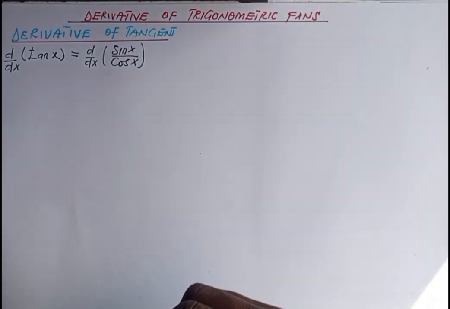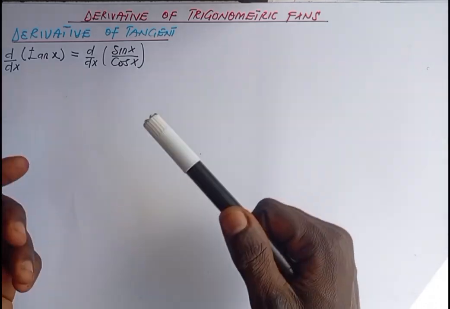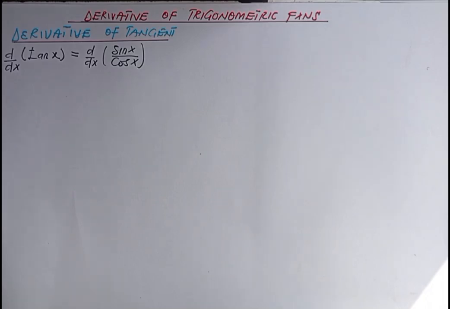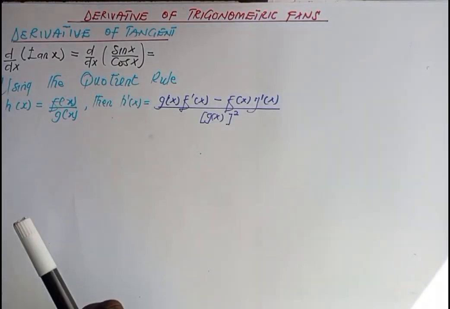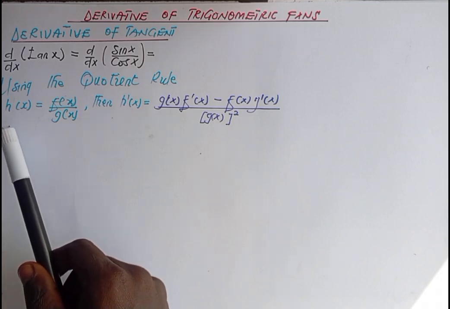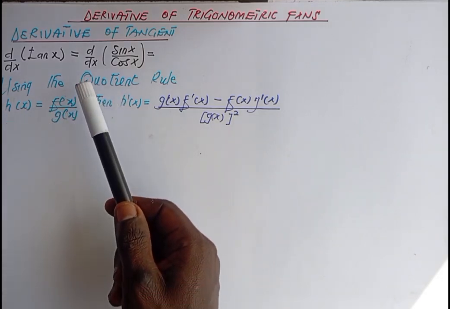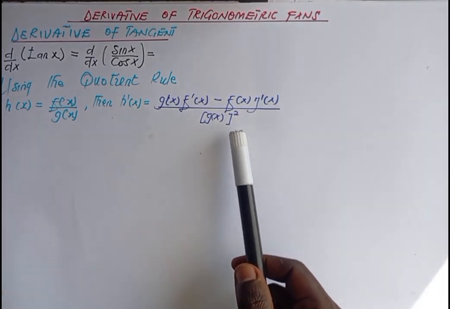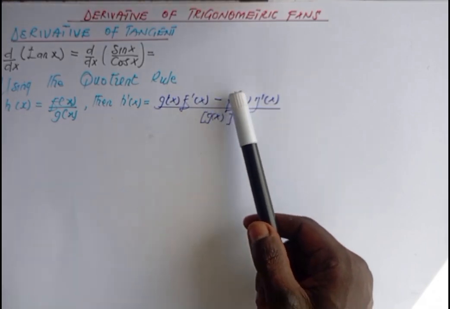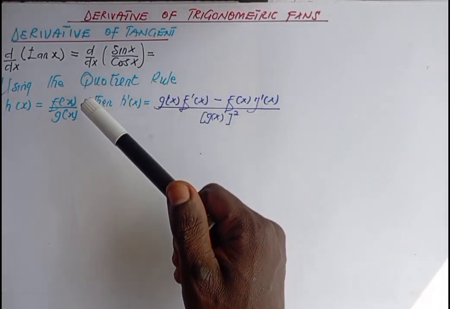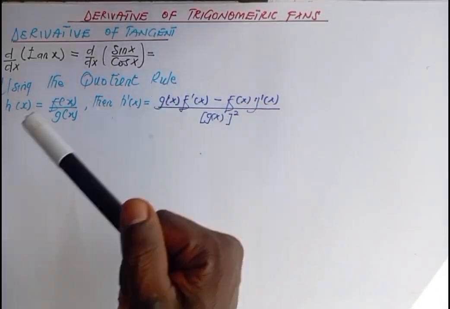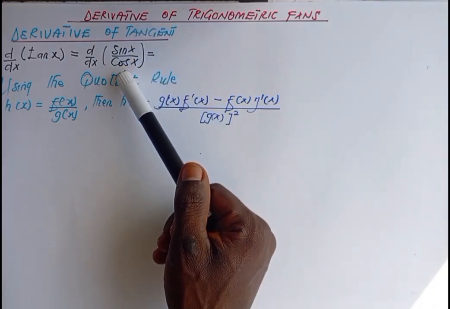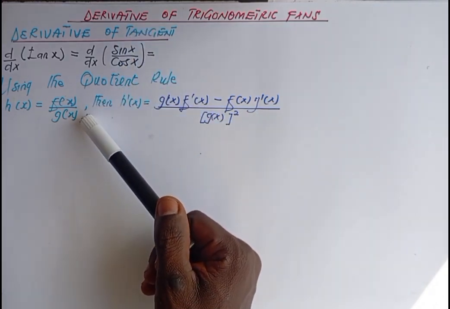Now for us to derive the derivative of tan x, we are going to use the quotient rule. For the function h at x, it consists of f at x over g at x. Then the derivative of h at x is given as: we keep down, we differentiate up, minus, we keep the top and differentiate down, all over down squared. So we identify our top function f at x and our down function g at x.